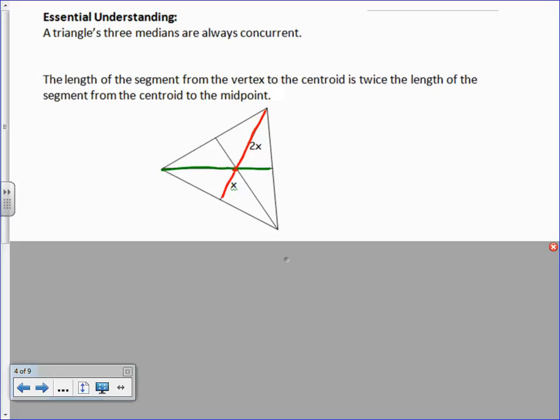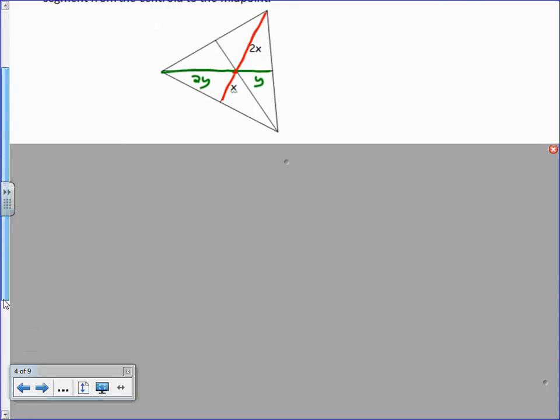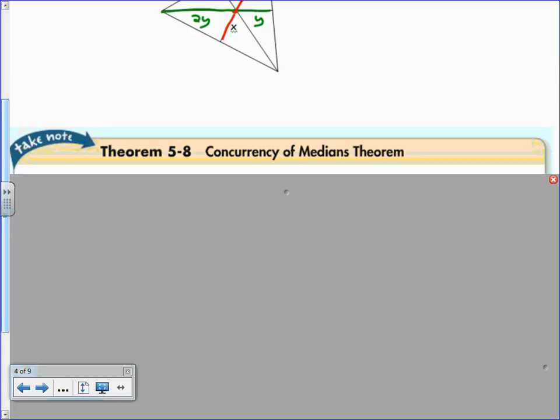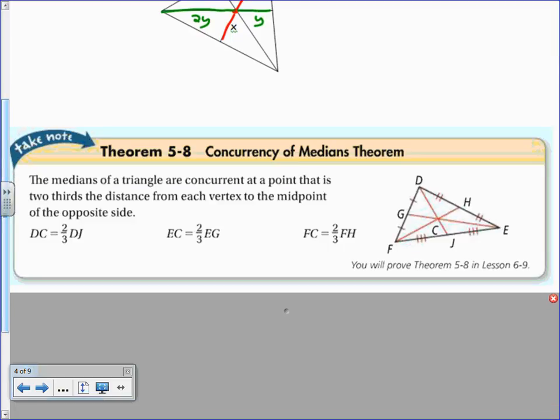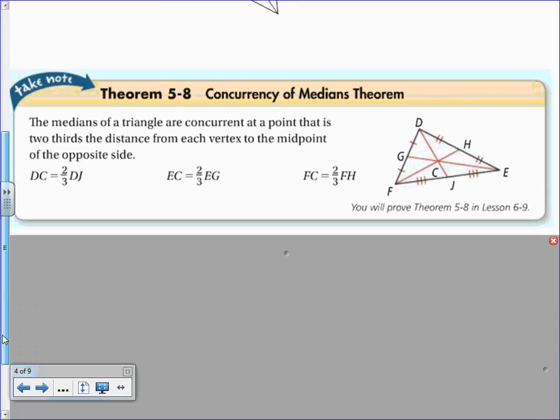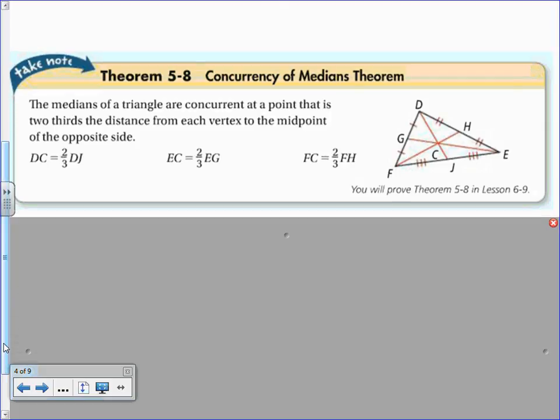So let's say this is y, this would be 2y. Same thing with the third one. And there's actually a theorem that goes right with that, and it's in your notes. The concurrency of medians theorem. So another way to look at that is the medians of a triangle are concurrent at a point that is 2/3 the distance from each vertex. So if this is all one median, this would be 2/3 of that median.